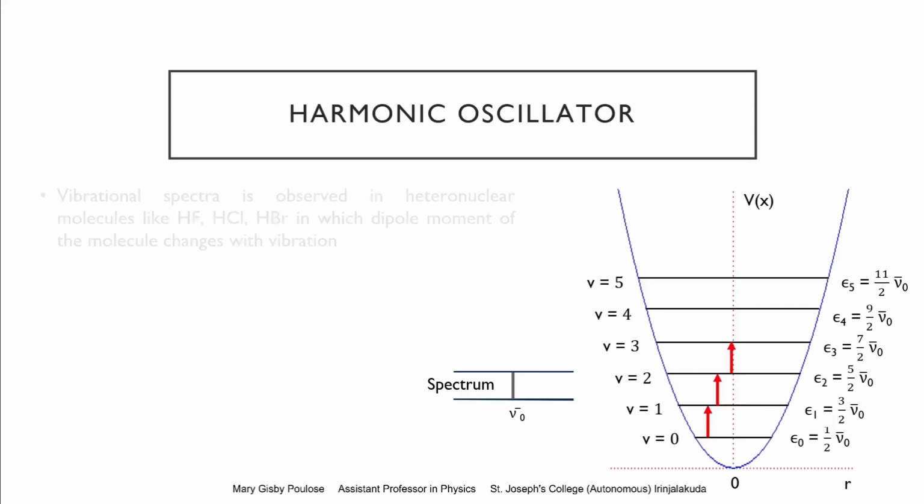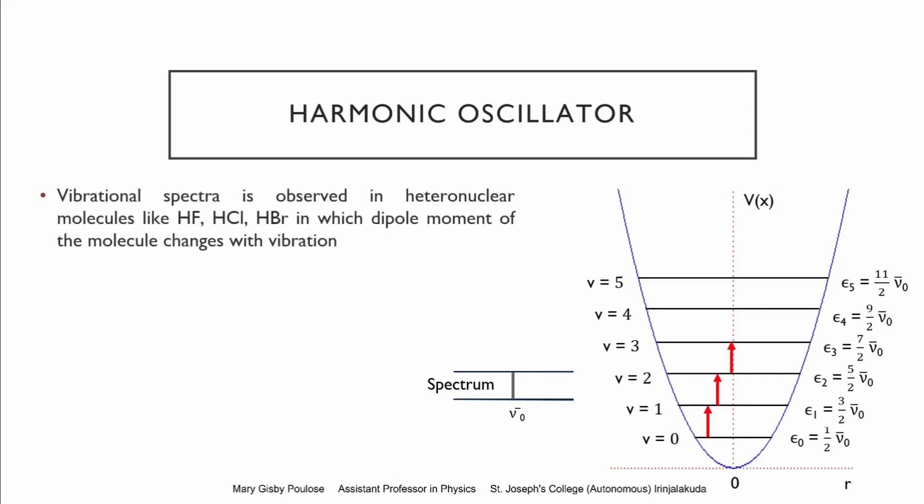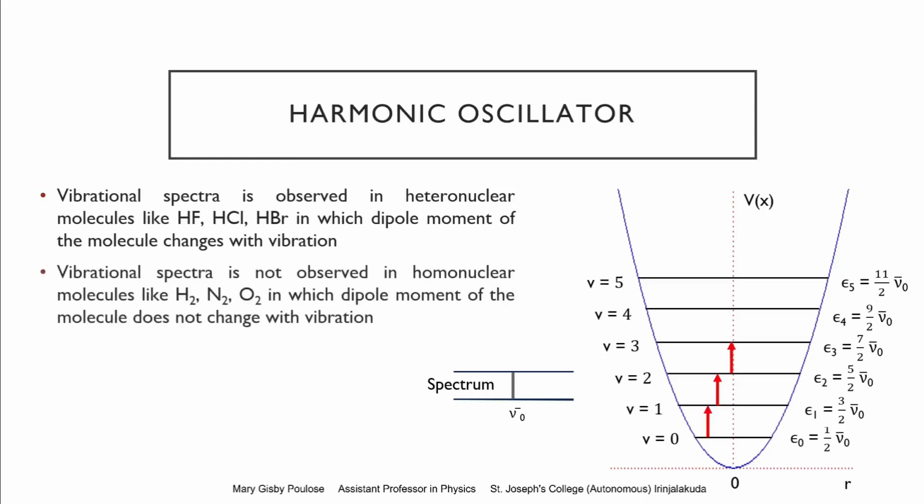Now, in the harmonic oscillator case, vibrational spectra is observed in heteronuclear molecules like hydrogen fluoride, hydrogen chloride, hydrogen bromide. Here, the dipole moment of this molecule will change with the vibration. That is why we observe the vibrational spectrum. Whereas it is not observed in homonuclear molecules like hydrogen molecule, nitrogen molecule, and oxygen molecule, in which the dipole moment of the molecule does not change with vibration. Hence, it is not showing any vibrational spectrum.